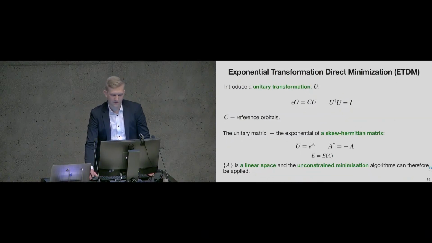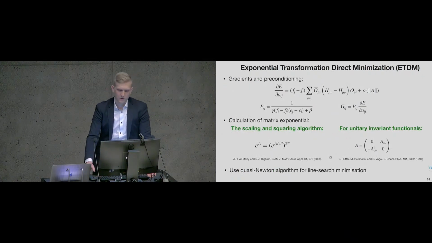So how do we find optimal coefficients which minimize the energy functional? We use a unitary transformation, and we know that any coefficient can be obtained from another coefficient by applying some unitary transformation. C here is just the reference orbitals, the initial guess to our wave functions. Because it's a unitary matrix, we can make a parameterization of this matrix using skew-Hermitian matrices. And since the space of these matrices is a linear space, we can consider energy as a function defined on a linear space. This is why we can now apply unconstrained minimization algorithms in order to perform the minimization. To do this, we had to calculate the gradients of energy.